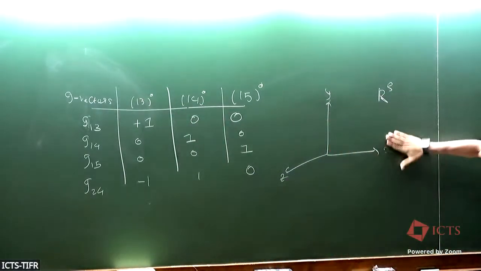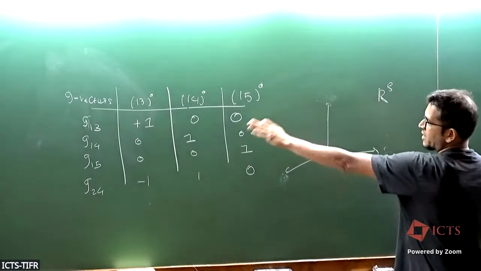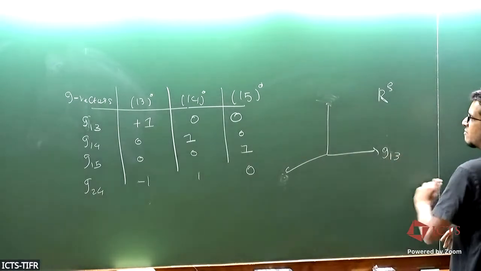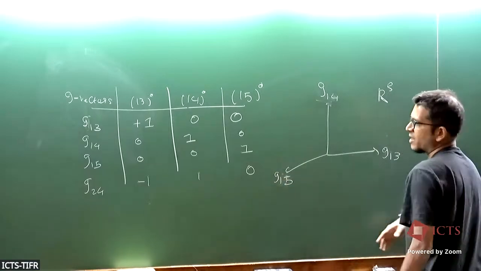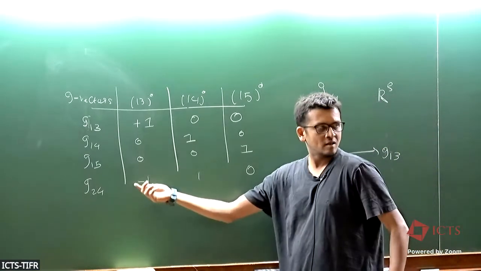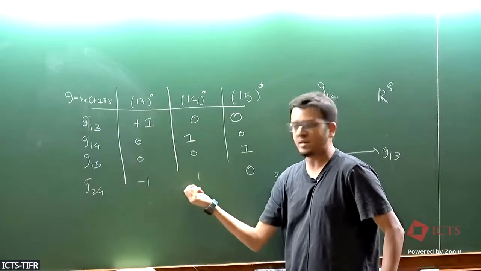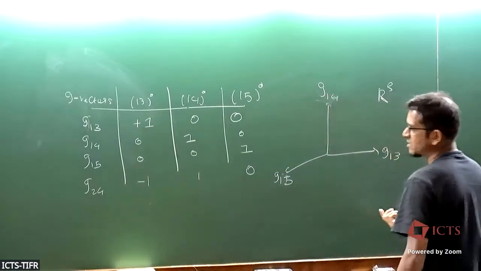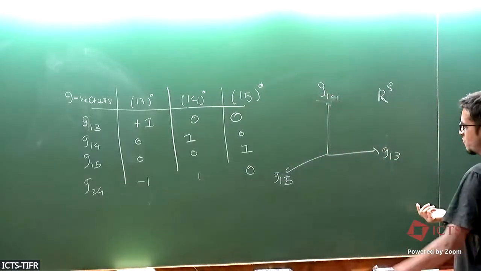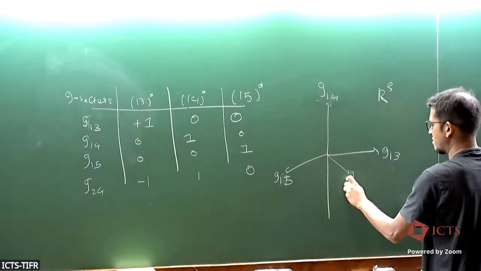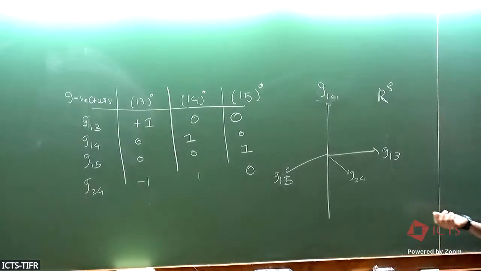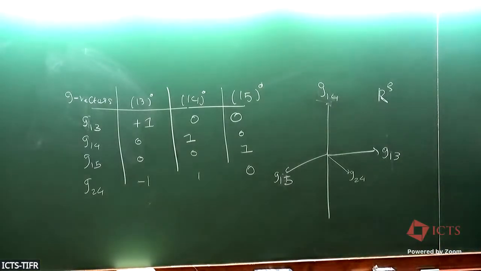So then that means that I have these 3 G vectors, G13, G14, G15, and all other vectors are realized in this 3-dimensional space as linear combinations. So G24 is just this. This is G24. But of course, we can write all of them.